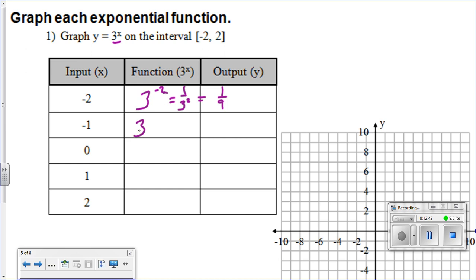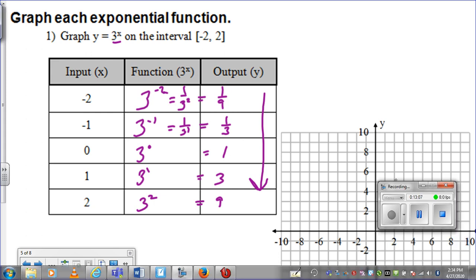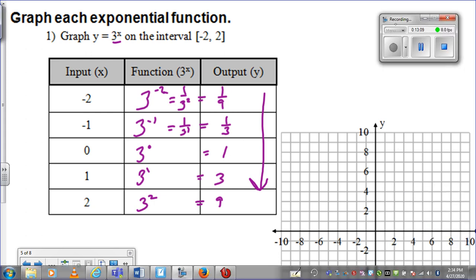We're going to do 3 to the negative first power, which means 1 over 3 to the first, which is 1/3. 3 to the 0 power is 1. 3 to the first power is 3. 3 to the second power is 9. So you will notice as we move this way, we are tripling. These are getting 3 times as large. So 3 times as large. With linear, we would be adding or subtracting, but with exponential, we're multiplying here.